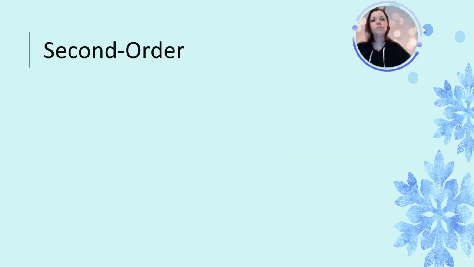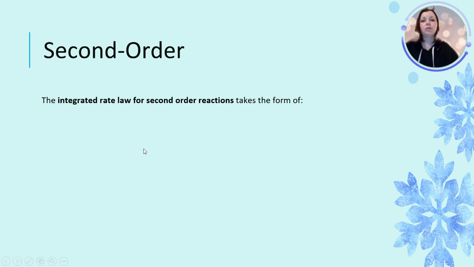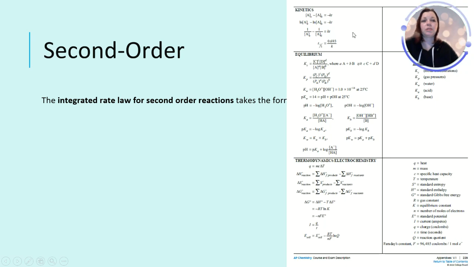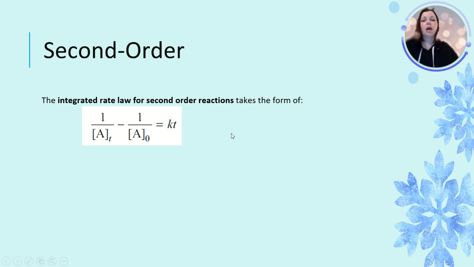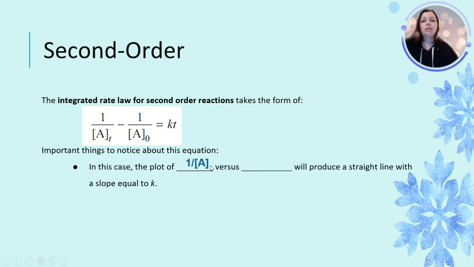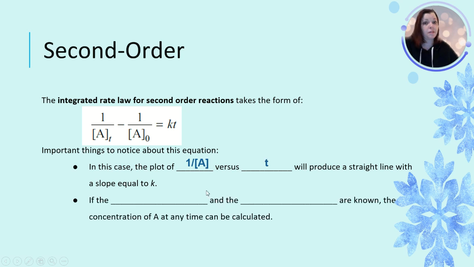Okay, so then also as a note, you only have to do half-life calculations for first order reactions in AP chemistry. All right, second order reactions, the integrated rate law, again, we're going to come back to our trusty equation sheet. It's going to be the third one here. 1 over the concentration of A at time t minus 1 over the concentration of A sub naught is equal to kt. So important things to notice here. In this case, the plot of 1 over concentration of A versus time will produce a straight line with a slope equal to K. So this is our only positive slope. So then if we know 1 over the concentration of A sub naught and the K, then we can calculate the concentration of A at any time.